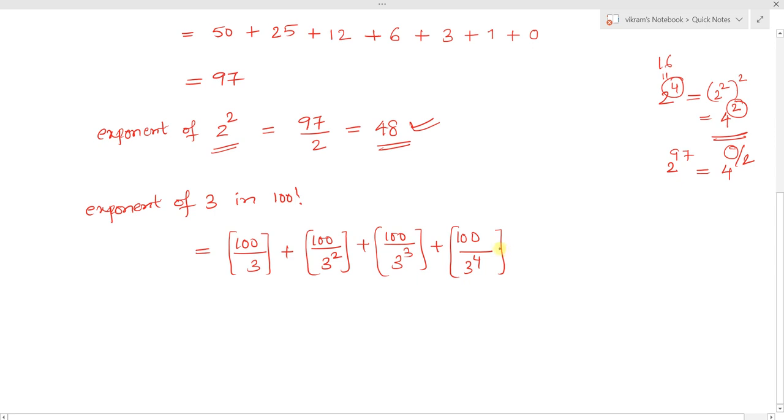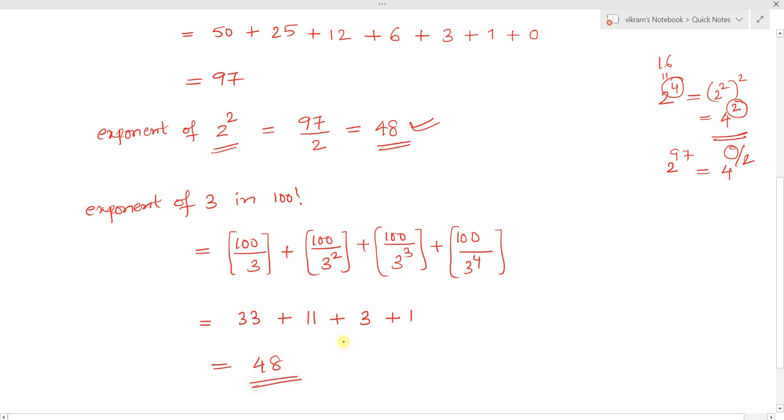Then 100 by 3, 33 threes are 99, that means 33 point something, so the greatest integer is 33. 100 by 9, 11 nines are 99, 11 point something, the greatest integer is 11. 100 by 27, the greatest integer is 3. 100 by 81, 1 point something, we get 1. So if we add all these, we get 48.